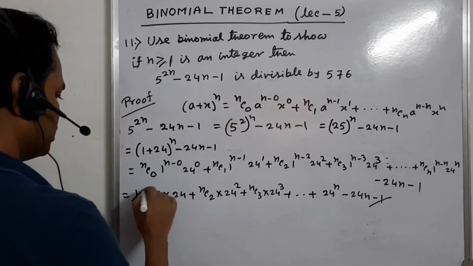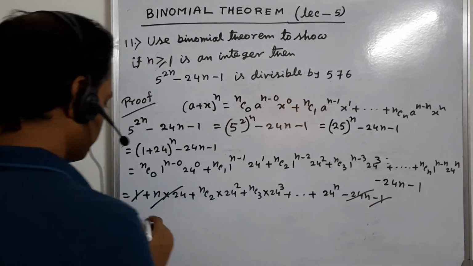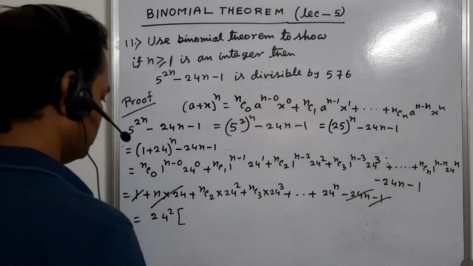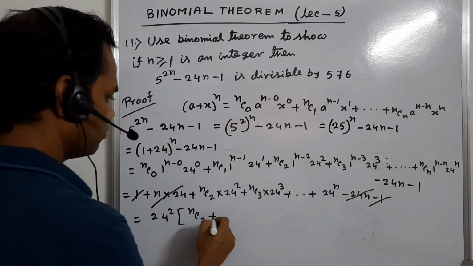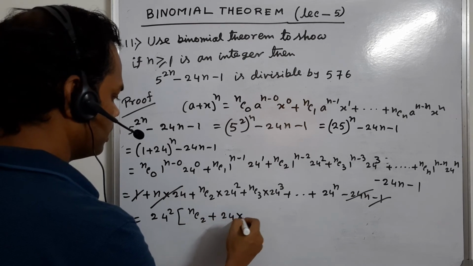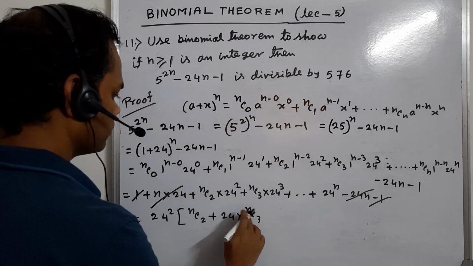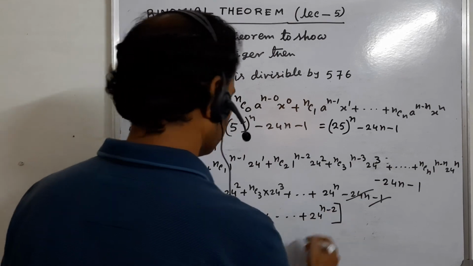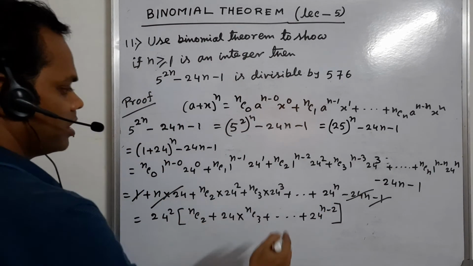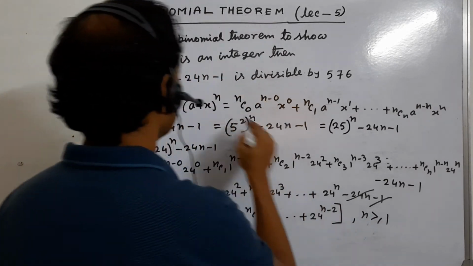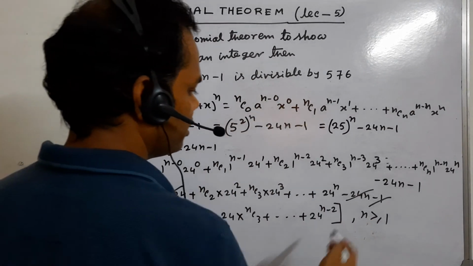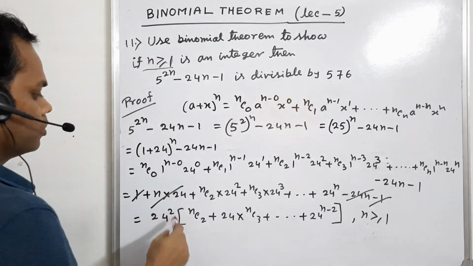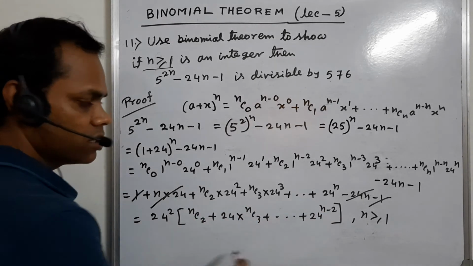By cancellation, 1 minus 1 and 24n minus 24n. From the rest of the terms we can take common 24 square. So in the bracket remains nC2 plus 24 into nC3 plus dot dot 24 to the power n minus 2. So here n is greater than or equal to 1 and n is an integer, so nC2, nC3, all of them are positive integers, so the expression within the bracket is a positive integer.